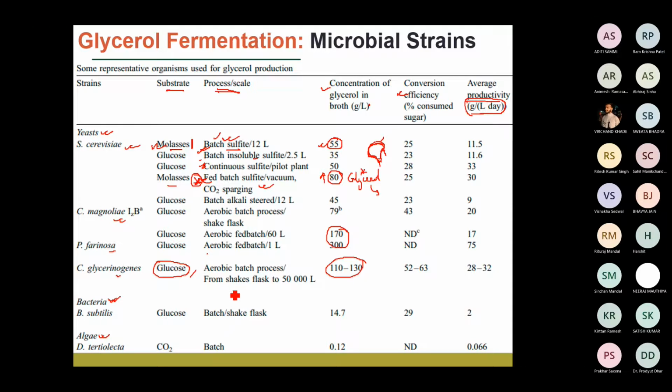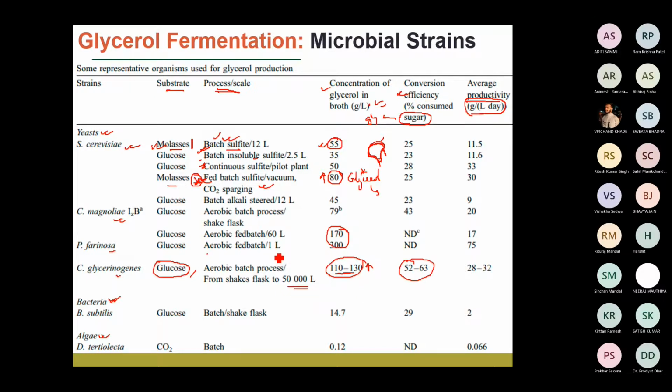This table summarizes the overall improvement in the production of glycerol concentration. If you see how much of the sugar is being consumed and how much is being converted into glycerol, it is almost similar, except in the case of glucose, where we have a higher conversion of glucose to glycerol and obviously a higher yield. Another thing to note is the scale at which it is being produced.